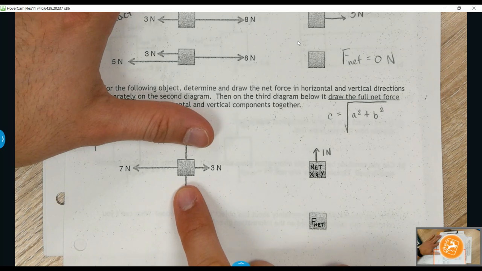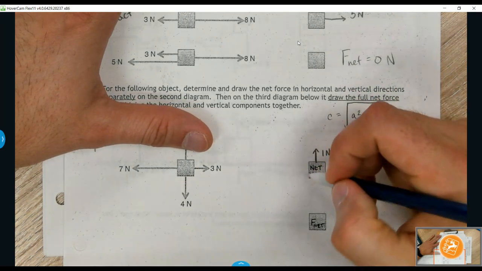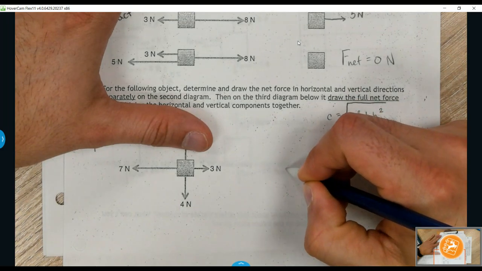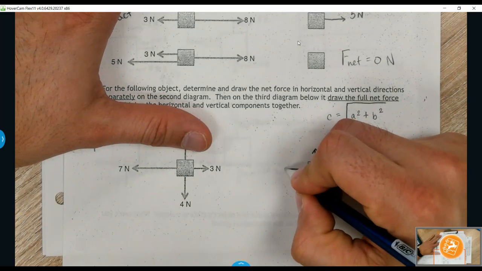What would my net force for this one be? If I have 7 to the, all right, good. And in what direction? Good. So on this, we're going to draw this over here. It's got to be bigger than the 1, but don't go crazy.